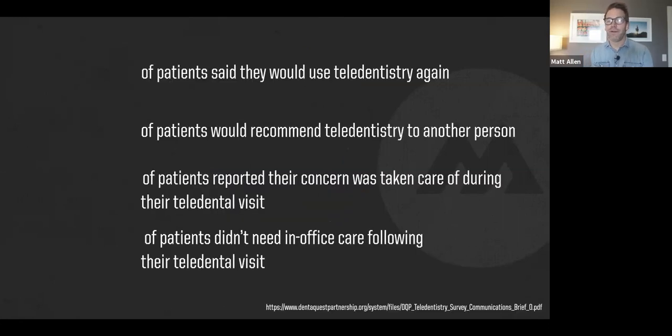I would love for you guys to make some guesses here. What percentage of patients, this is from early pandemic, said that they would use teledentistry again after having tried it out? What do you think? Any ideas, any guesses? Feel free to put it in the chat. You can make your voice heard if you want to.